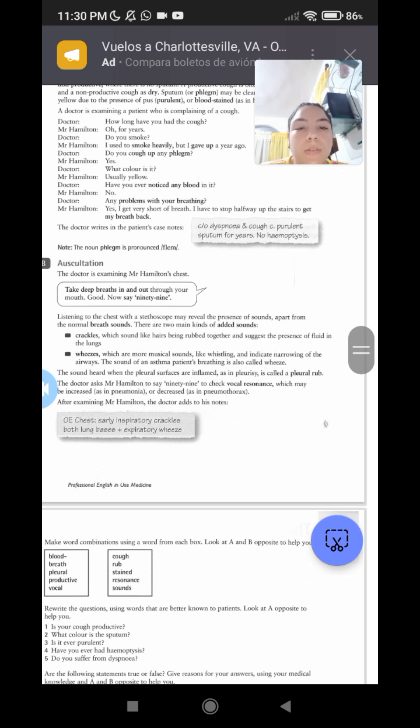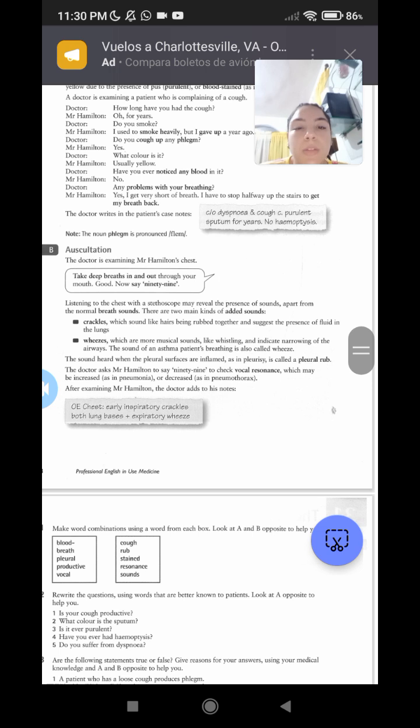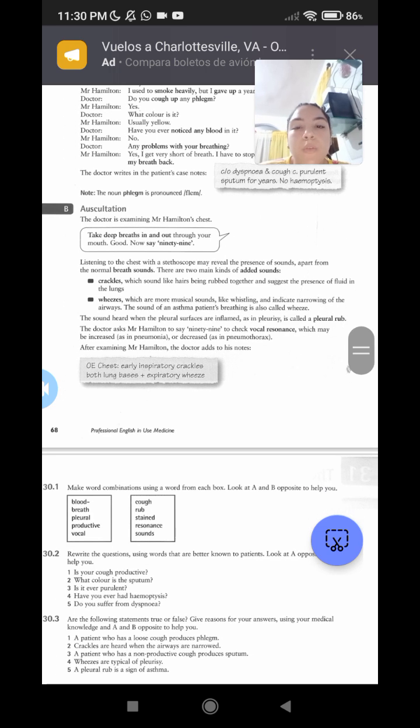The doctor's note of the patient's case: dyspnoea, and cough with purulent sputum for years, no haemoptysis. Note, the word is pronounced phlegm.